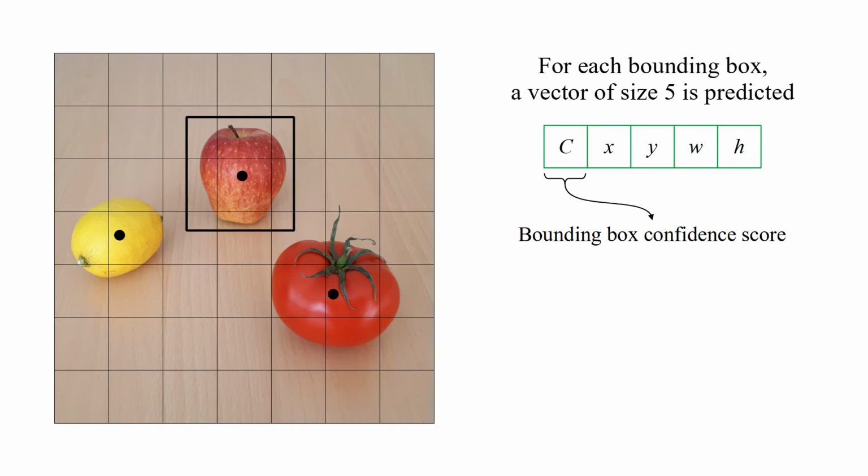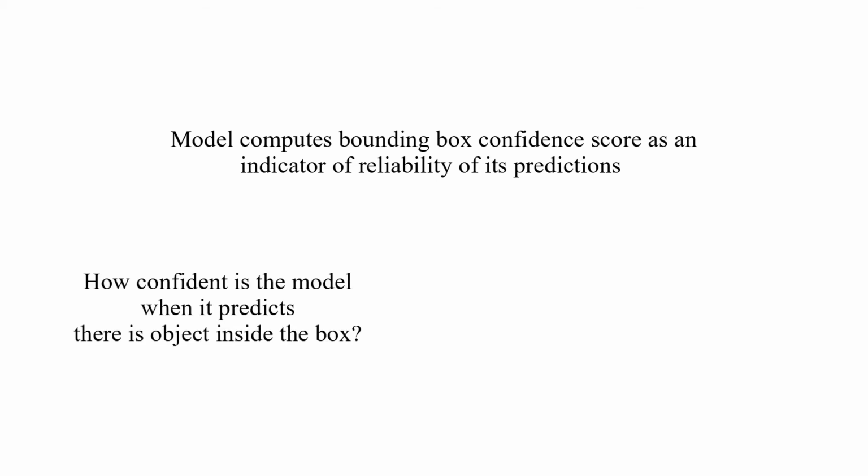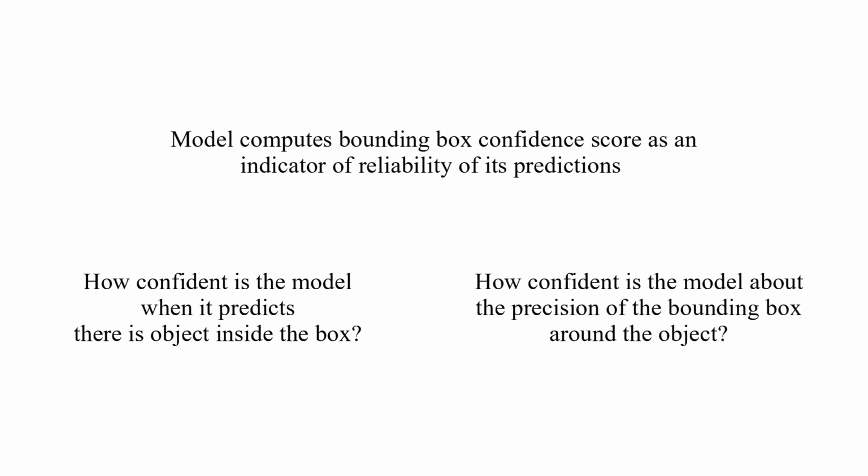A confidence score is predicted for each bounding box. Model computes bounding box confidence score as an indicator of reliability of its predictions. Box confidence score provides the answers for two questions. How confident is the model when it predicts there is object inside the box? And how confident is the model about the precision of the bounding box around the object?